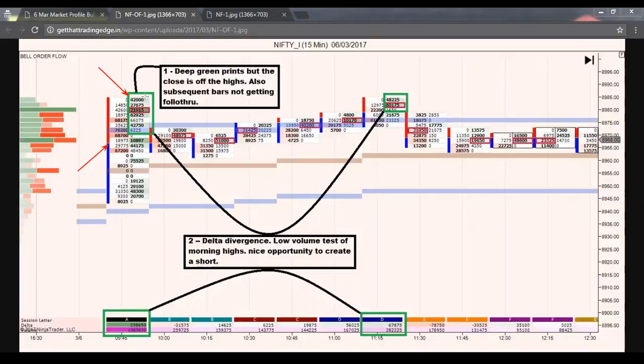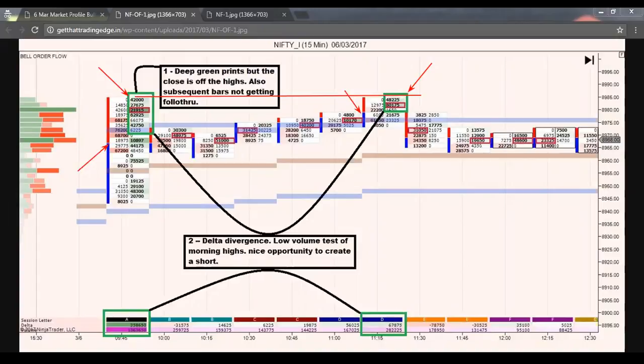When this kind of activity happens, what we are always interested in is a nice test of this range on low volume, and then looking for a potential shorting opportunity. So when the prices came back to this exact level in this bar here, we again see the same kind of activity, deep green prints right at the top and a close off the highs.